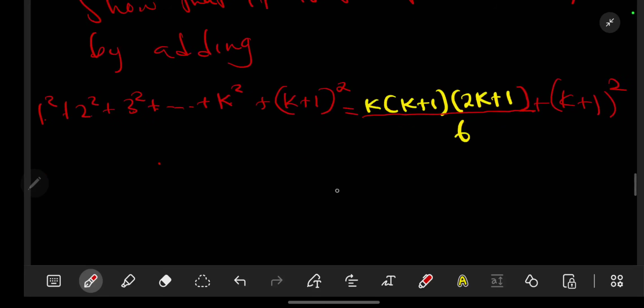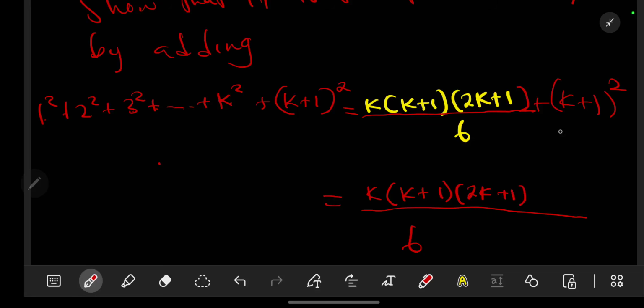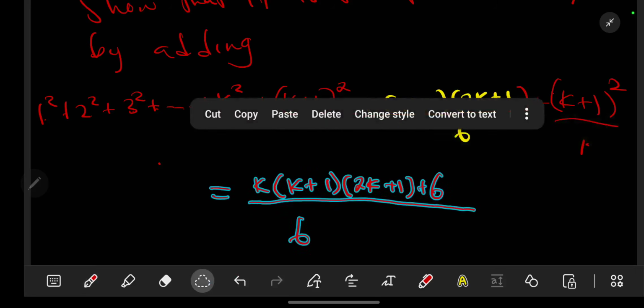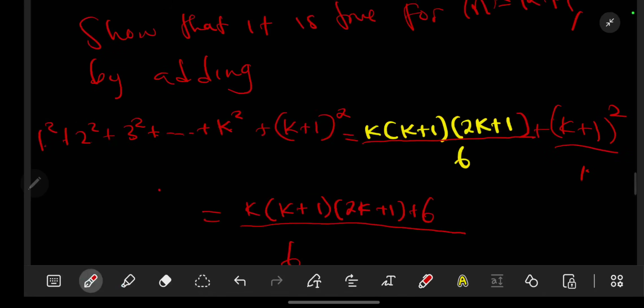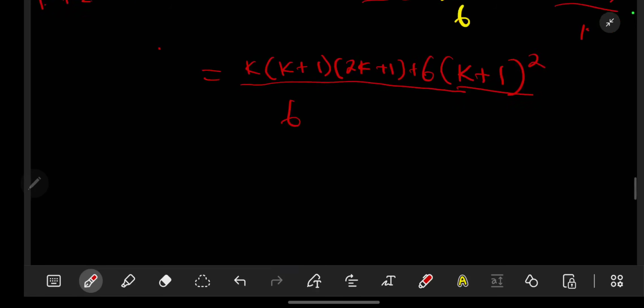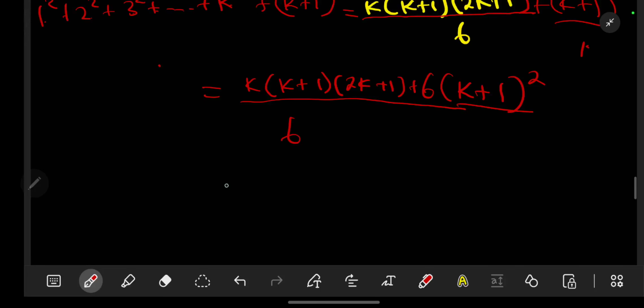And then just multiply. We are going to have our 6 is common. Then we have our k open brackets k plus 1, then we have our 2k plus 1. Then if 6 divided by 1 is 6 times this, it will be plus 6. Then in the brackets, we are going to have open brackets, our k plus 1 squared. So this is what we have, but let's simplify. k by k is k squared, k by 1 it will be plus k.